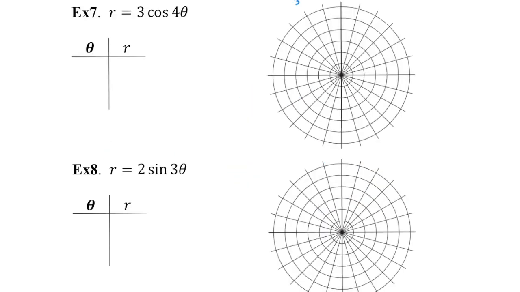Okay, let me go ahead and look at example 7. It says r equals 3 cosine 4 theta. So I can see right away the length of the petal is going to be 3. Because this is 4 theta, that's an even number for n, which is going to result in 8 petals. Okay, I just want to maximize the length of the petal in one spot.